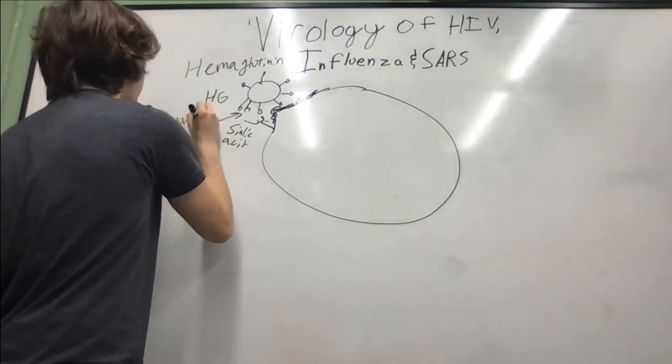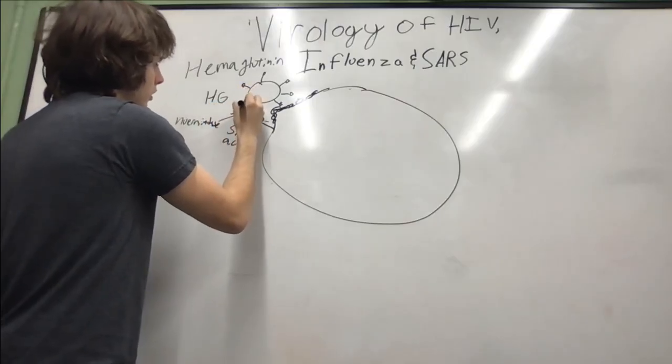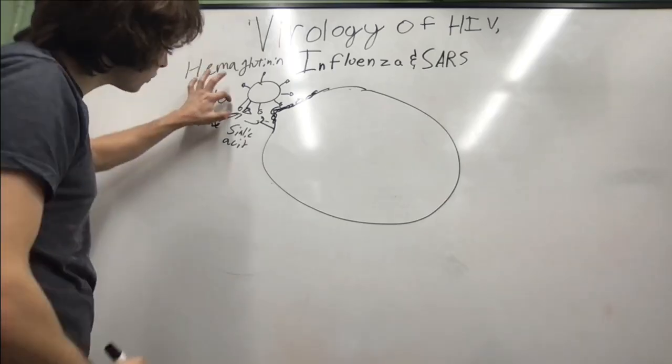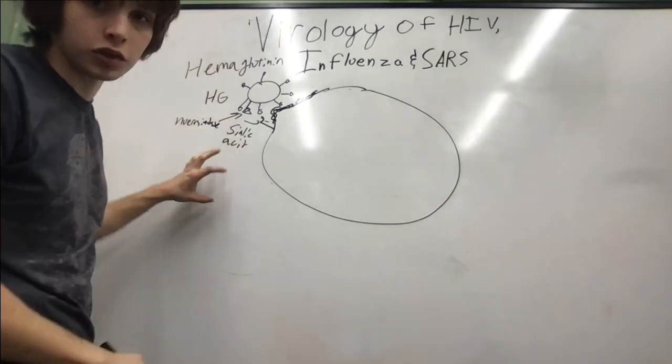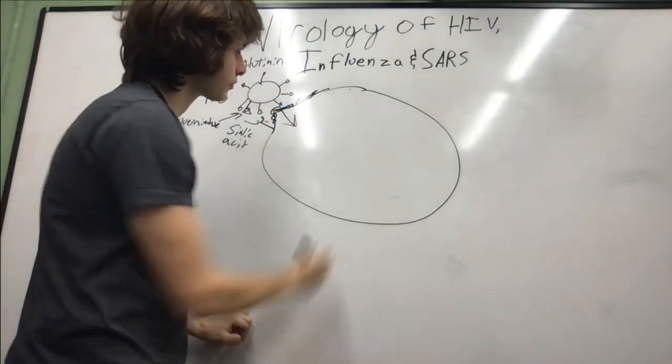Neuraminidase. So you can kind of imagine this like a triangle or something. It has these hemagglutinin. Hemagglutinin can bind to the sialic acid receptors. Via clathrin-mediated endocytosis, they're brought into the cell.